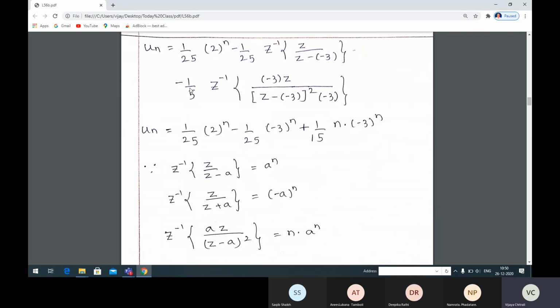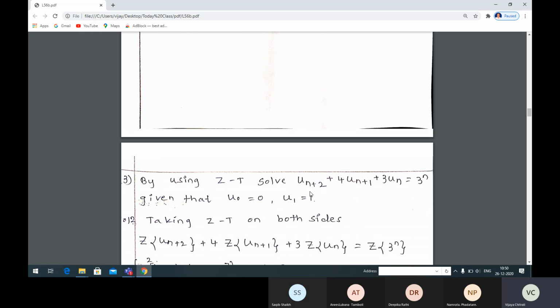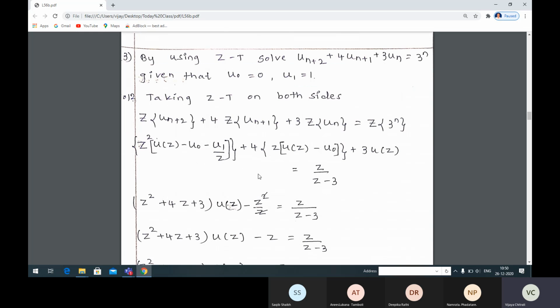So these three results we have used. Standard results: z inverse of z divided by z minus a is a raised to n. Z inverse of z divided by z plus a is minus a raised to n. Z inverse of a z divided by z minus a raised to 2 is n a raised to n. So these three results we have used, right? So now move on to the next example, right?